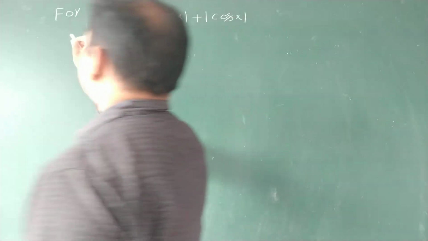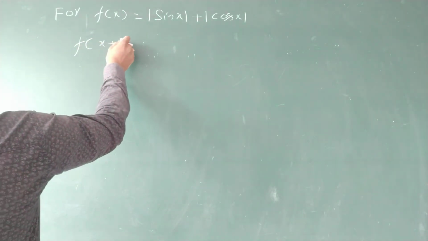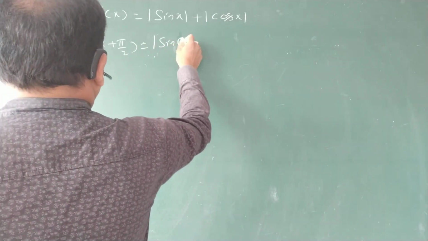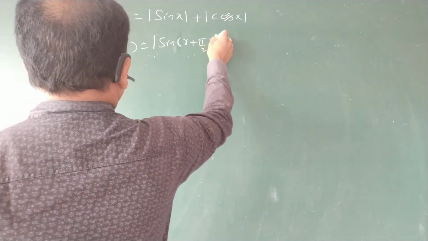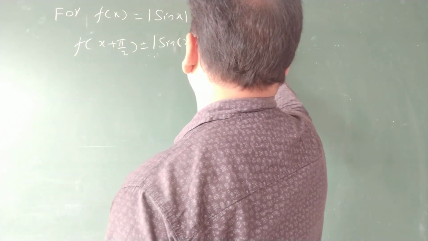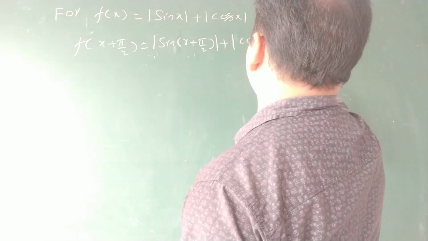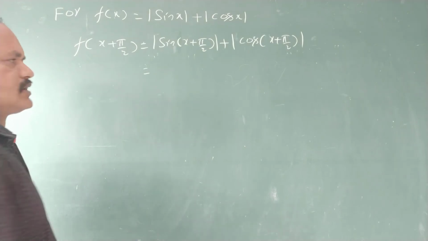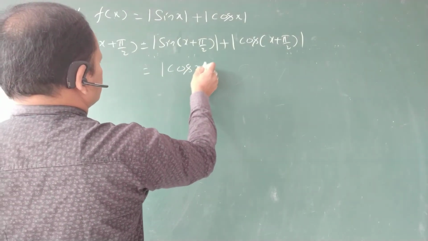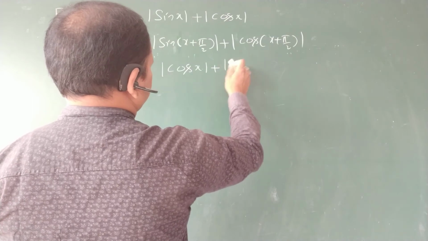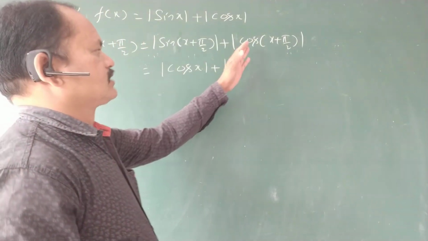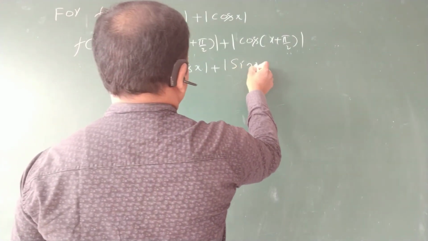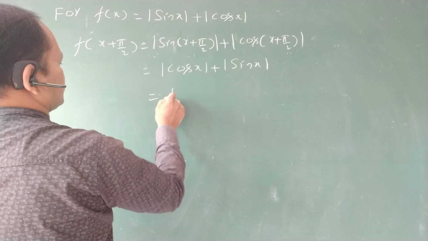That is f of x plus pi by 2, that is mod sin of (x plus pi by 2) plus mod cos of (x plus pi by 2). That's all. Now here sin of (90 plus theta) is cos theta, that's why it is mod cos x, plus here cos of (90 plus theta) is minus sin, but it is mod, that's why it is mod sin x. So the same function will be there, that is f of x.